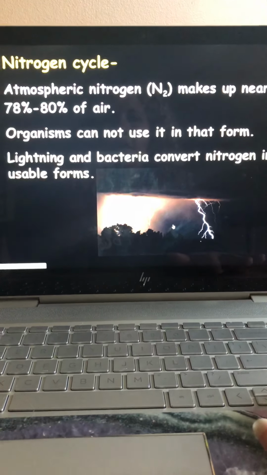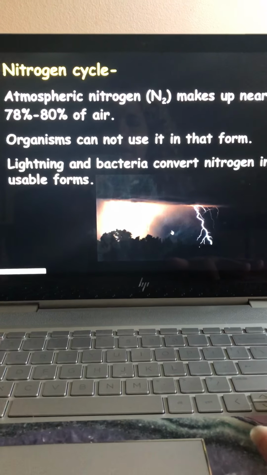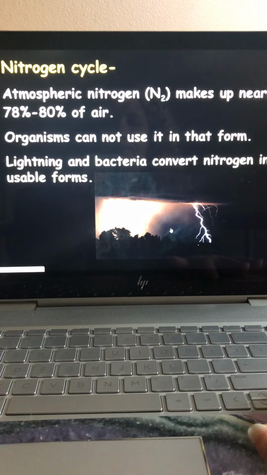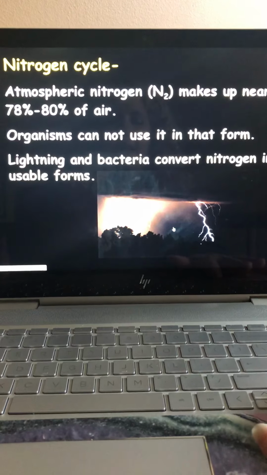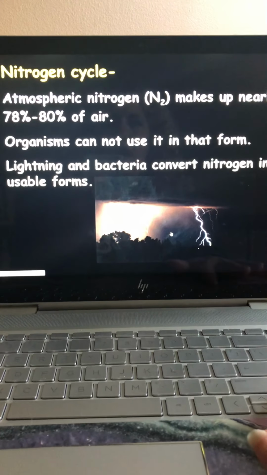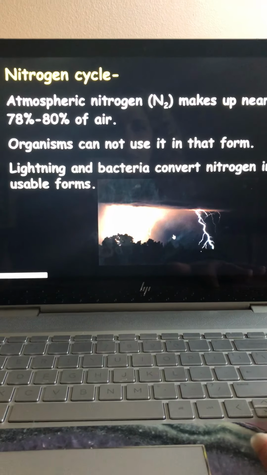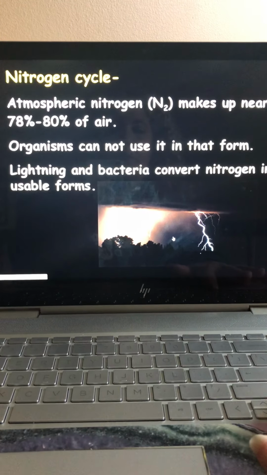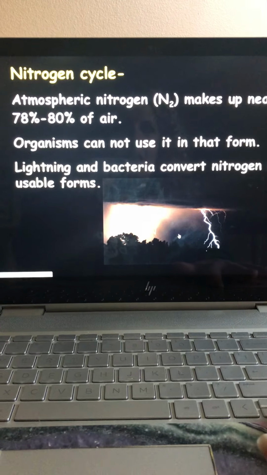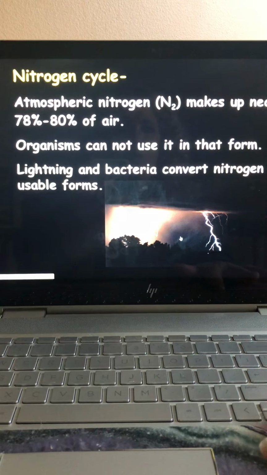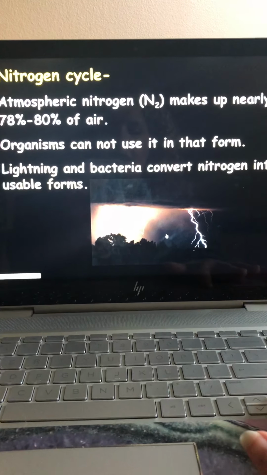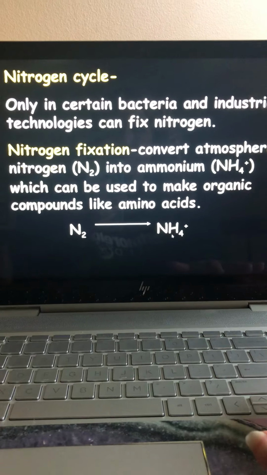And the nitrogen cycle is basically where we take nitrogen from the soil, and it's used to break down the remains and return nutrients to the soil. Most of our planet, just for some extra information, deals with atmospheric nitrogen. It's nearly 78 to 80% of the air, but we can't use it in that form, so it has to be converted. And so lightning and bacteria can convert that nitrogen into a usable form.